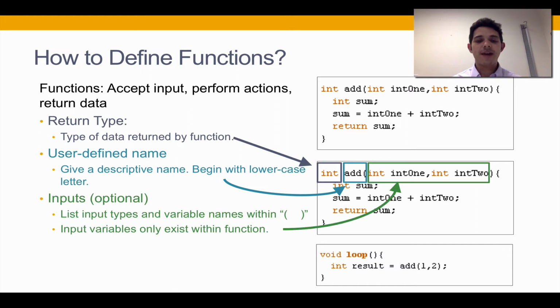Next, we're going to define the inputs. So in this case, I want to make a function that's going to add two integers. So what you can see here is that in parentheses, I'm going to list the input types. The first one, we're going to give it the name int1, and it will be of type integer. The second one, similarly, will be denoted by the name int2, which will also be of type integer. Those are the type of inputs that I expect of my user-defined function add.